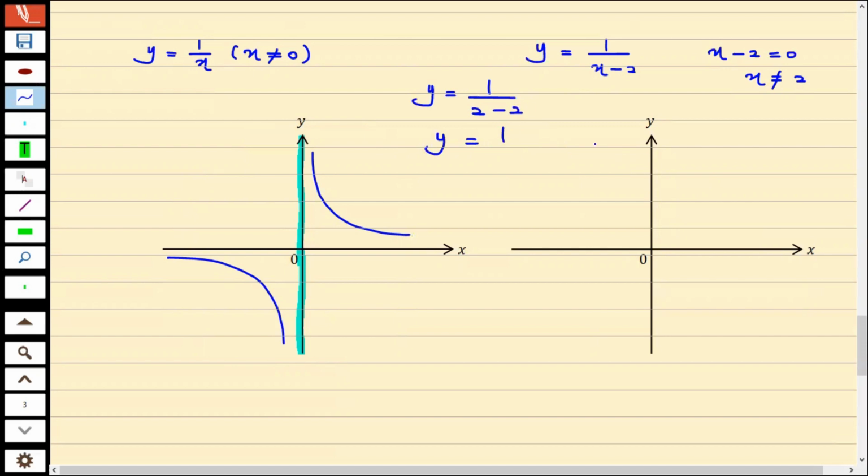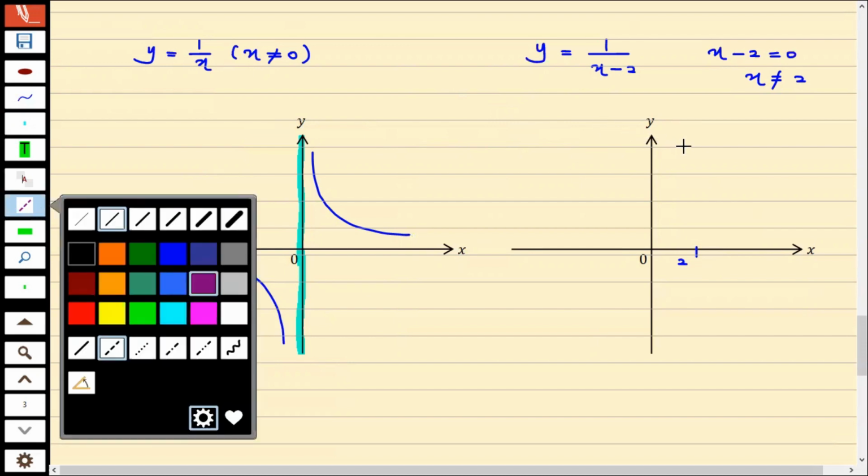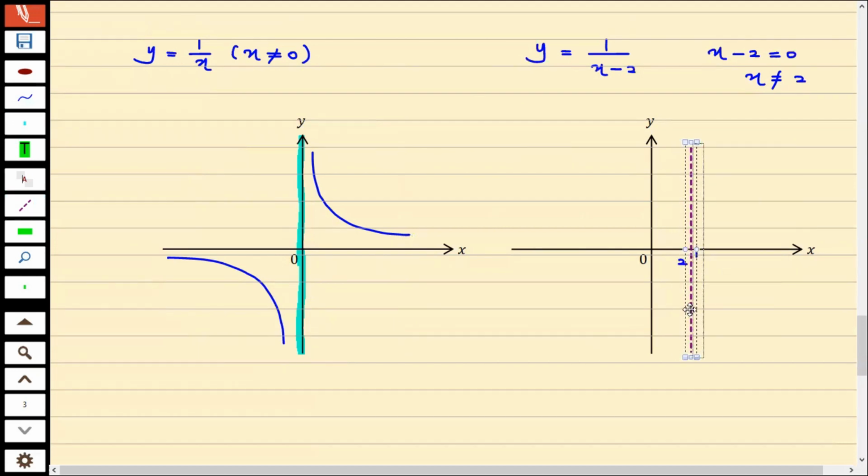So same as the previous example. Where is your x equals 2, guys? This is the x, this is the 2. So I'm going to mark here. This is called an infinity line. We call it an infinity line at x equals 2. At x equals 2, there is an infinity line. That means you cannot cross x equals 2. Understand? So the graph should be like this.